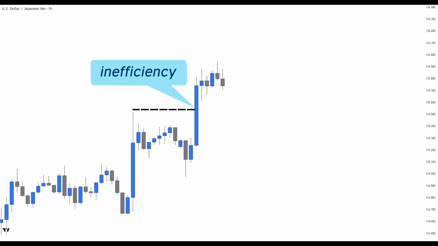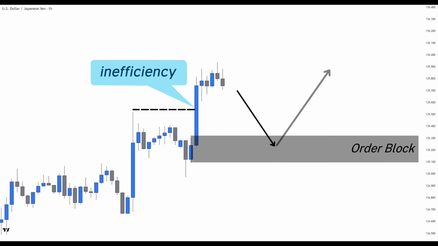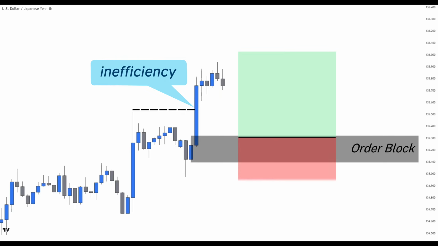Here in the 1 hour time frame, we have a move with obvious inefficiency breaking above the previous market structure. So here, if the price manages to pull back to the order block zone, it would be a perfect opportunity to enter a long position. Set our stop loss below the swing low and target the next level of market structure.